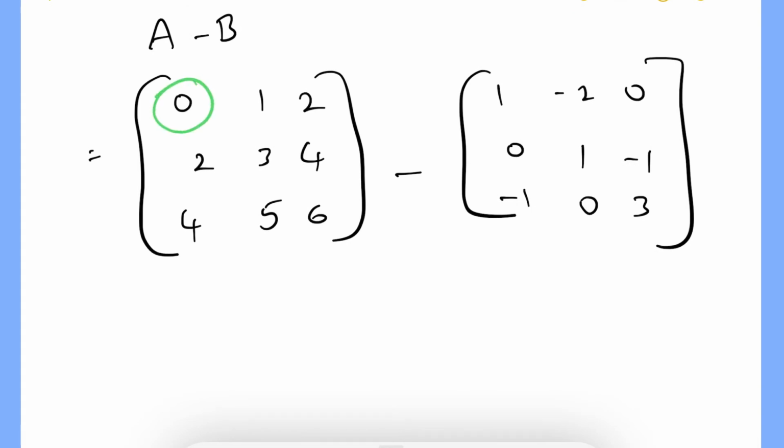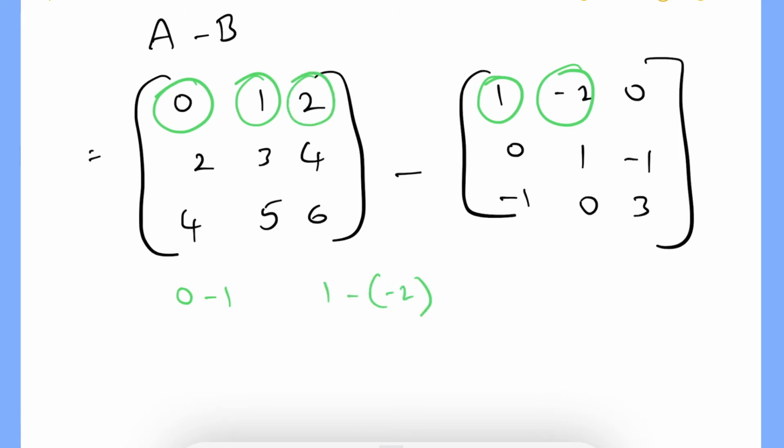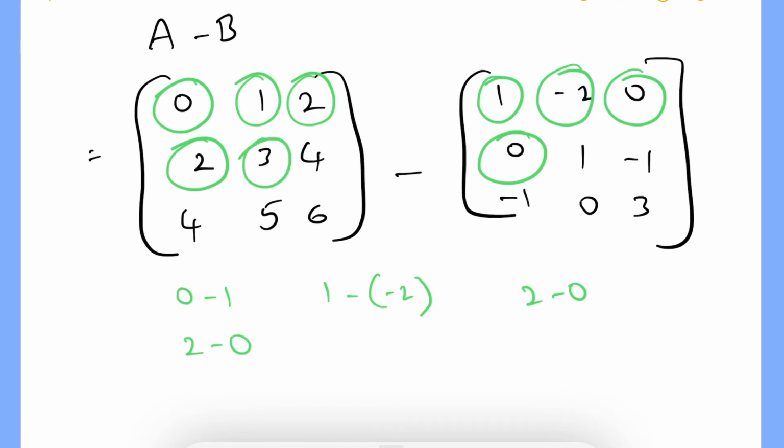First row first column, 0 minus 1. First row second column, 1 minus of minus 2. First row third column, 2 minus 0. Second row first column, 2 minus 0. Second row second column, 3 minus 1. Second row third column, 4 minus of minus 1.